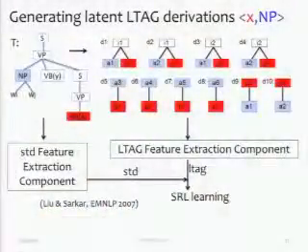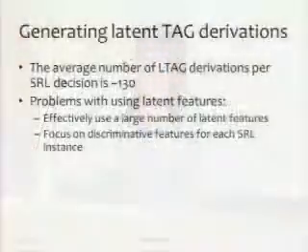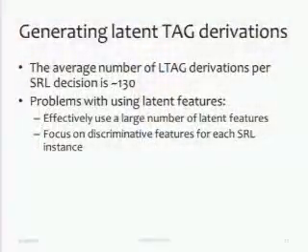Now we have all these elementary trees. We compose them together using a sister adjunction operation into LTAG derivation trees, shown as D1 to D10. Then we do the feature extraction as we did before, and we feed it into the SRL learning process. So this is how we generate the LTAG derivations. In this way, the average number of LTAG derivations per SR instance is around 130.